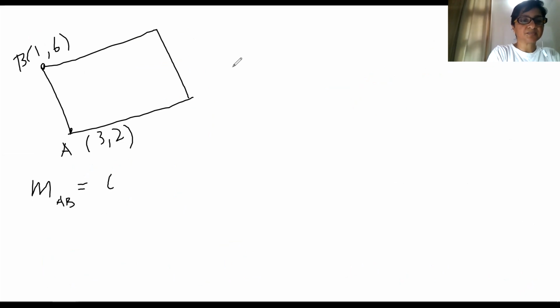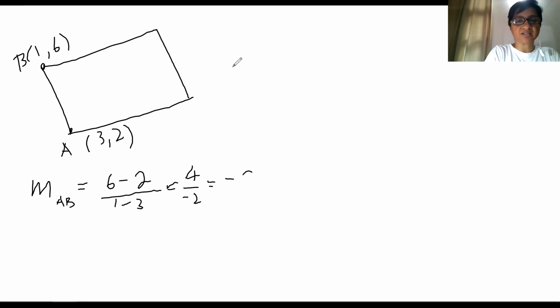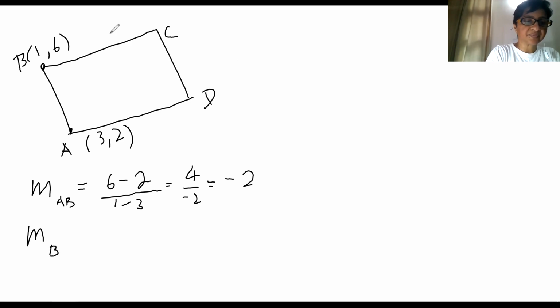So you did 6 minus 2 over 1 minus 3. That gives you 4 over minus 2, which gives you minus 2. This is a bad equal sign. And then you can find A, B, C, D. You can write the gradient of BC. It is going to be the negative reciprocal of that.